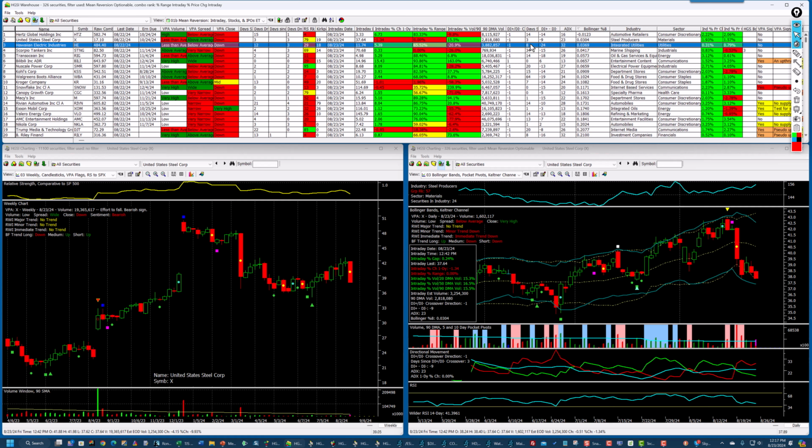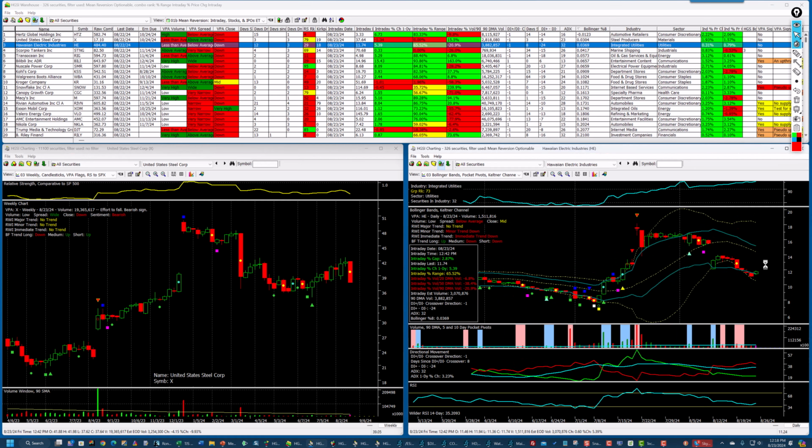Let's take a look at Hawaiian Electric Industries. It closed down 3, went down through the 6, 13 days ago. The VPOC turned down 4 days ago. It is up today, so let's take a look at it. It's at 65% of its daily range.